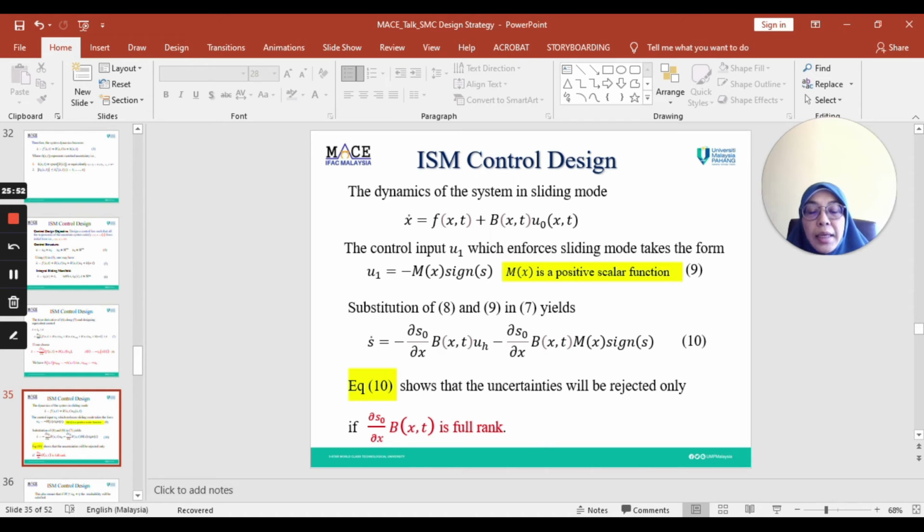And now we substitute equations 8 and 9 into equation 7. Finally, what we will have in this equation shows that the uncertainties will be rejected only if this partial of the gradient of S naught is full rank. Okay, so we have to make sure that our B is full rank.